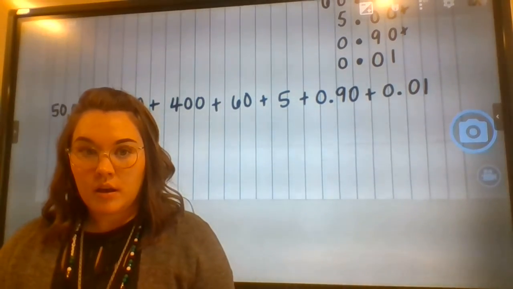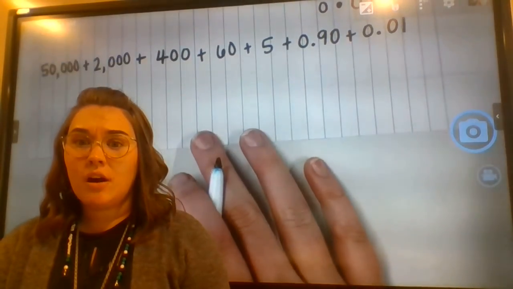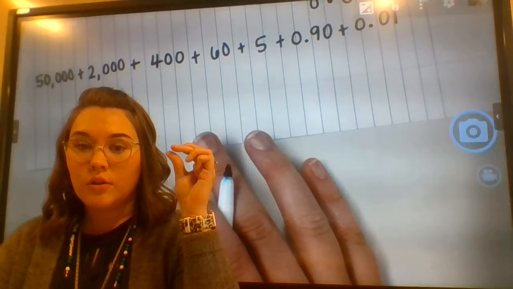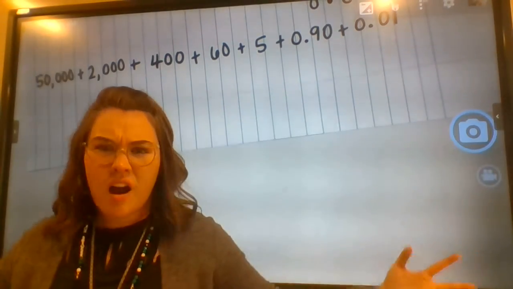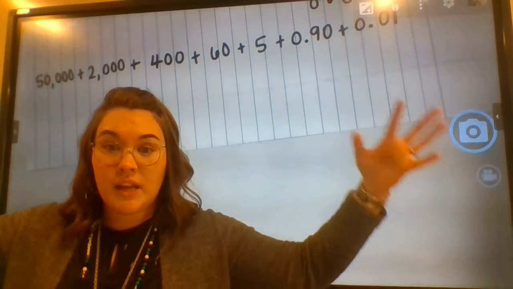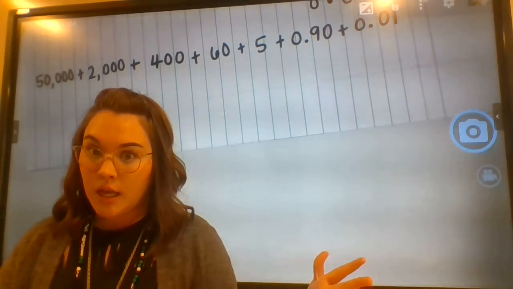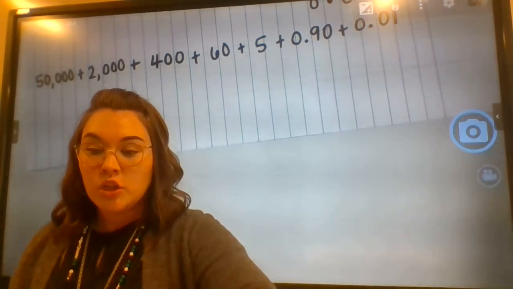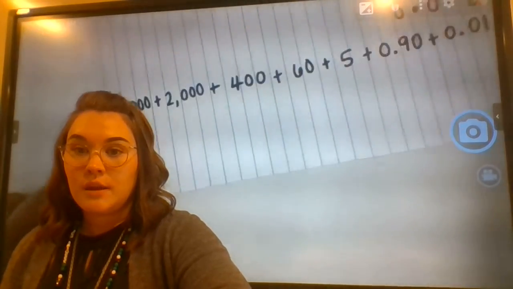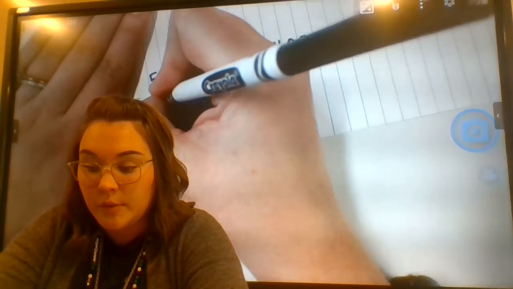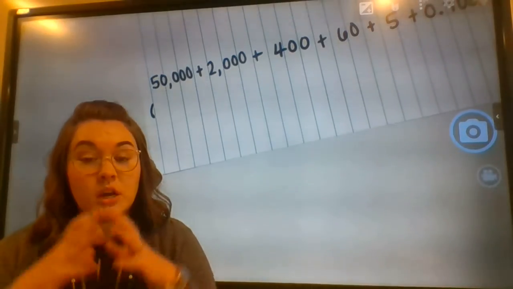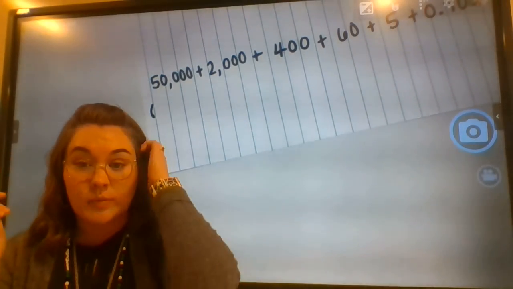So now, after we wrote that big long sentence, we went from a popcorn kernel to a piece of popcorn. We're going to expand it even more. I wish popcorn could get even bigger, like maybe a giant popcorn ball of expanded notation. So we're going to start with our 50,000. Remember, we're going to bring down our 5. We start with parentheses. That's really important. We have to put parentheses around this.